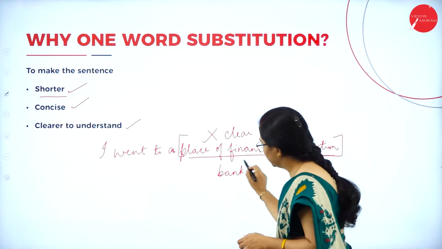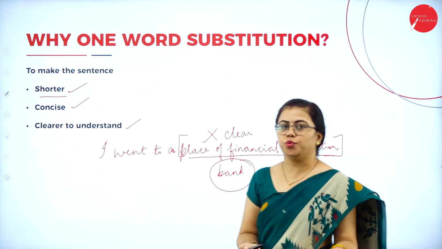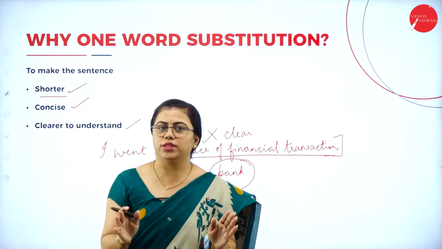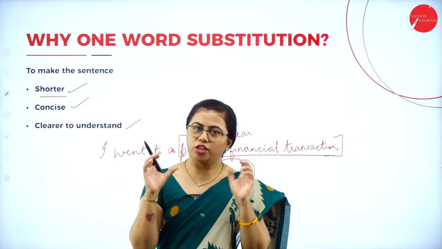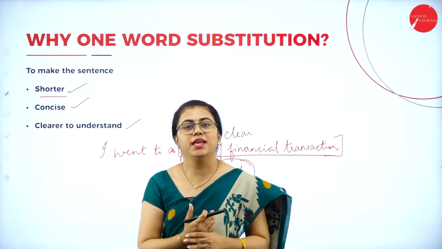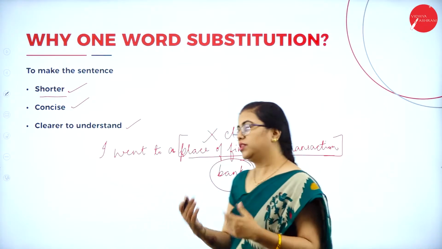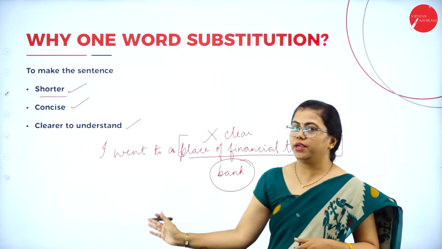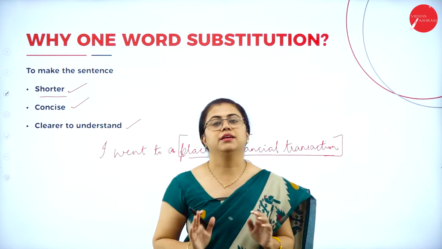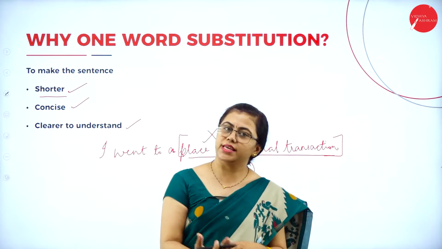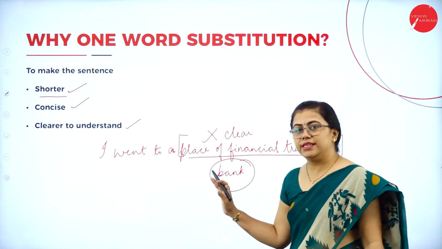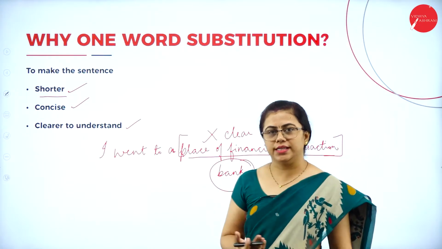If I use this word, it is very clear to you. Isn't it? It is very clear to you that yes, you went to a bank. You know that place, you know that vocabulary, you are aware of that word. So this usage of one word substitution makes the sentence shorter, clearer and concise. So it is easy for you to understand. This is the reason we have to use one word substitution.